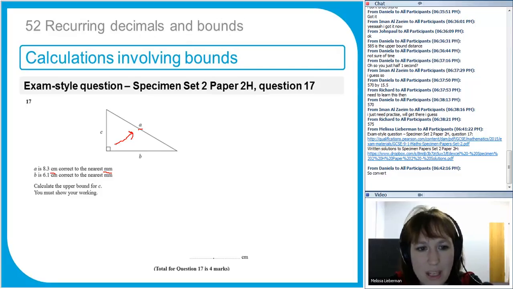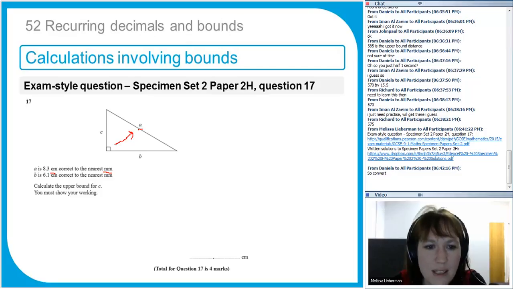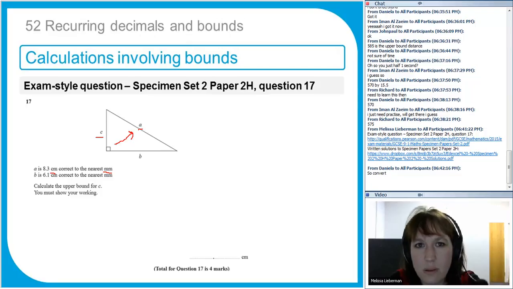Now we want to calculate the upper bound for C, which is this length here. So what's the biggest possible value that this length here can have, and you have to show your working. Remember with these questions, this is worth 4 marks. There's quite a lot of steps involved, but you need to get a strategy.